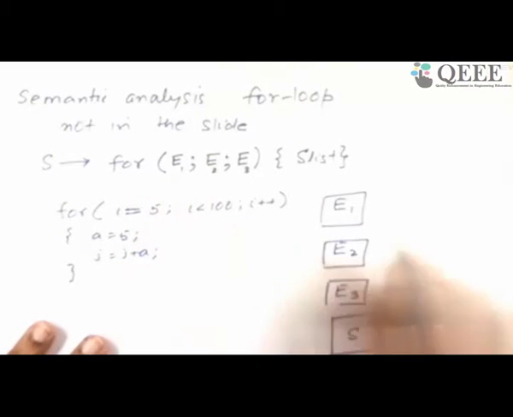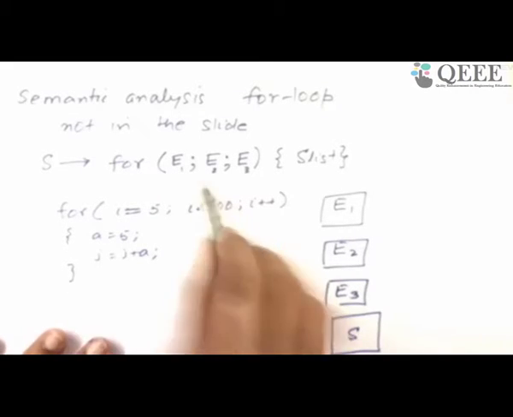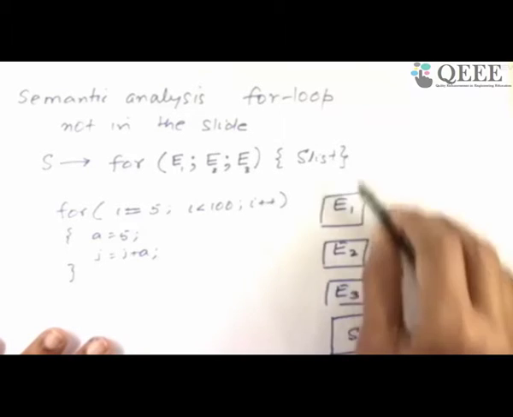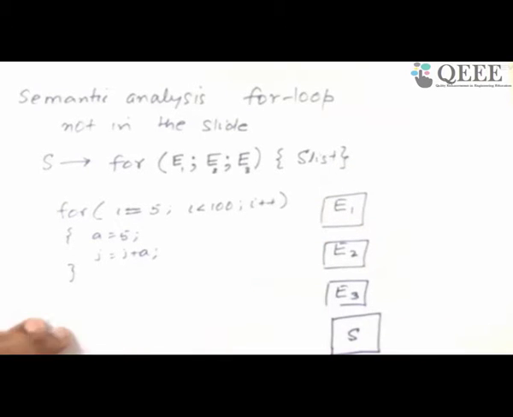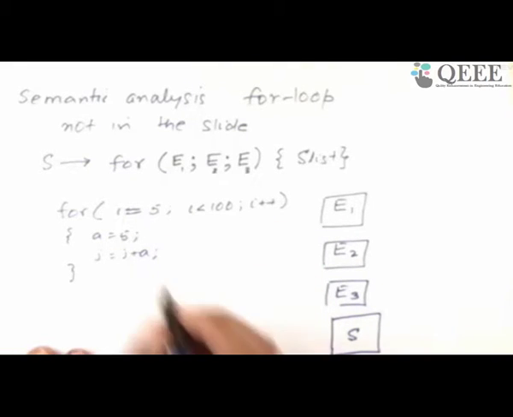E1 is an expression, I generate code. E2 is an expression, hopefully correct, generate code. E3 correct, generate code, no connection between them. S list, list of statements, generate. Suppose I did it for this small thing, since it is not too big, what will it mean?